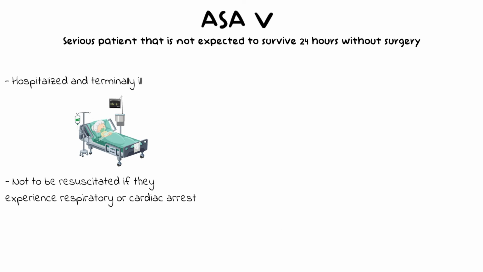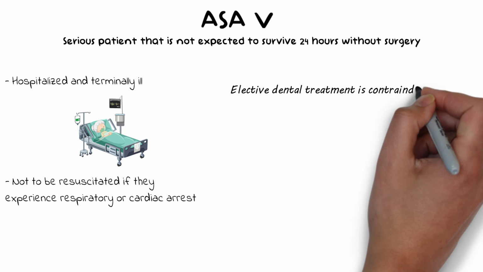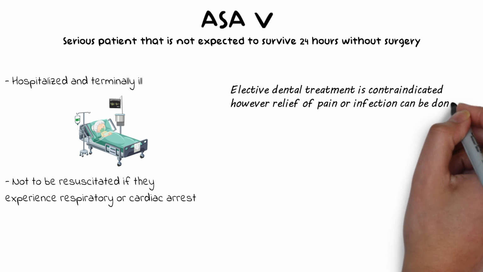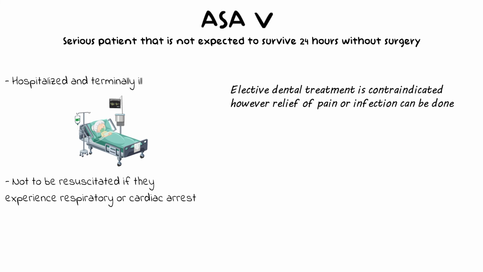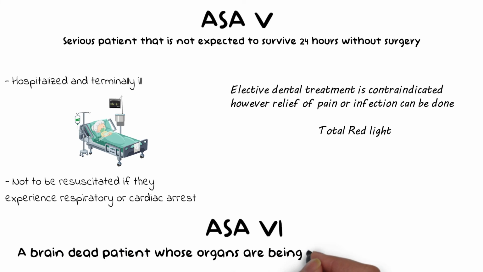Anyways, in such patients, elective dental care is contraindicated. However, relief of pain or infection can be done. But patients in ASA 5 are a total red light for any kind of dental treatment. And finally, ASA 6 is a brain dead patient whose organs are being removed for donor purposes. Now, normally ASA 5 and 6 are not used in a dental clinical setup, and in most cases you will see forms that are stating from ASA 1 to ASA 4.